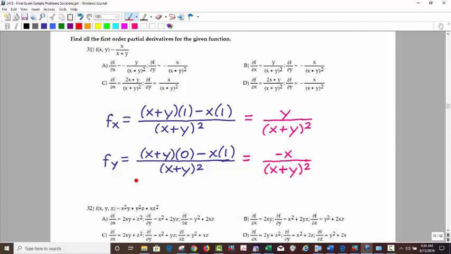The fy partial. The bottom times the derivative of the top with respect to y will be 0. Minus the x on top times the derivative of the bottom with respect to y, which will also be 1. So that one cleans up and leaves a negative x on top over x plus y squared. So that gives us answer B as the correct answer.